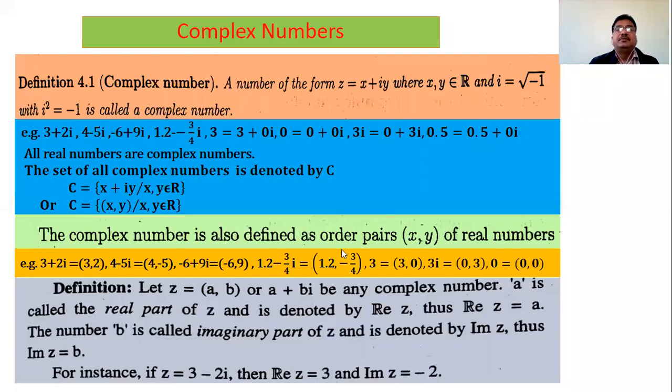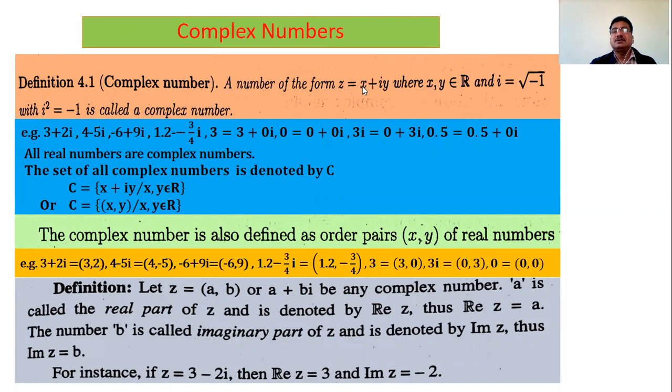Next chapter of the paper is complex numbers. The definition of a complex number: z is the notation for the complex number x plus iy, a number of this form. What are x and y?